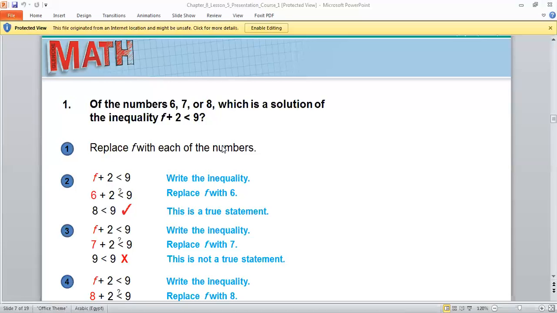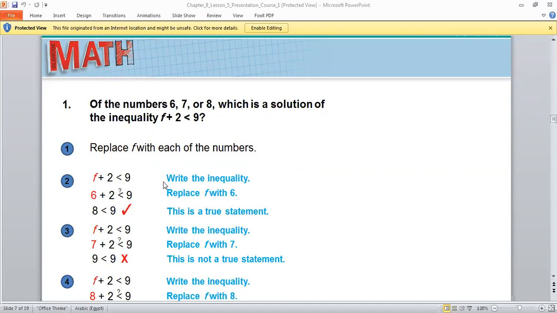This symbol is what, Muhammad? Less than, because it opens its mouth to the right. So this one is less than. Look with me, Khalid and Muhammad and Turki, what we will do. We will write our inequality. So the first step here is to write the inequality: f plus 2 is less than 9.